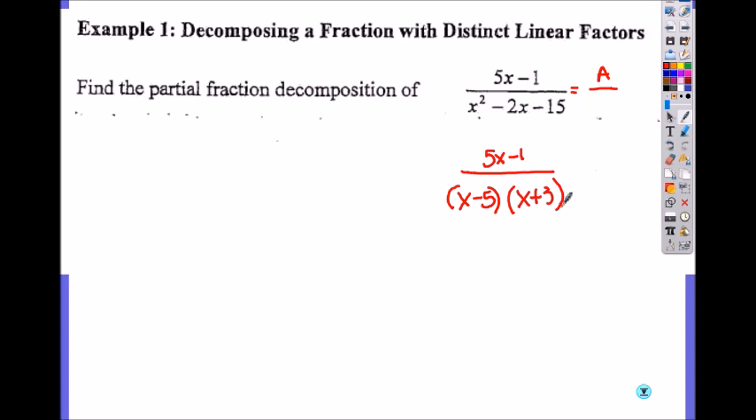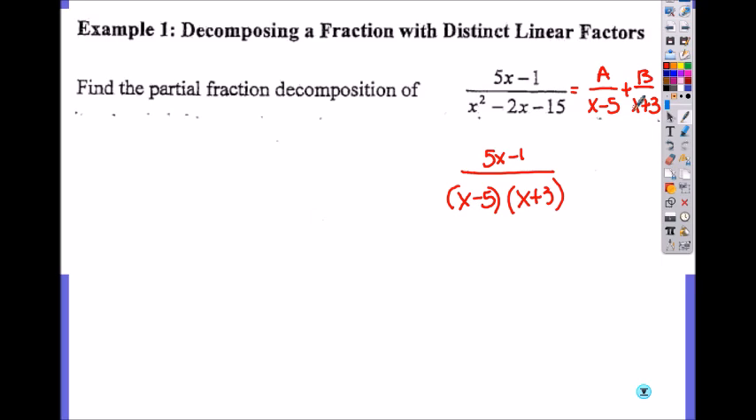So for partial decomposition, we make one fraction with a polynomial into A over one of these factors plus B over the other factor. Remember this? Then, in order to find A and B, we have to have a common denominator. So what do we do? You multiply by x plus 3 here, top and bottom. Here you multiply by x minus 5, top and bottom.